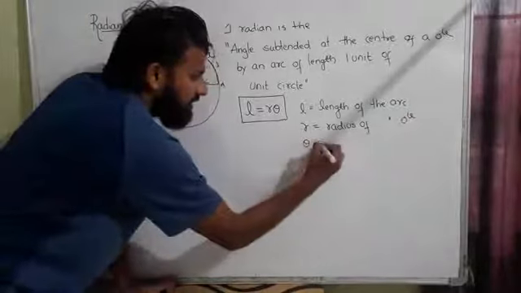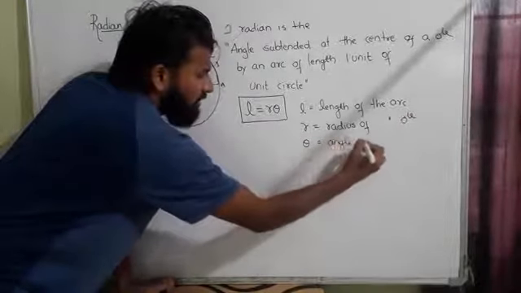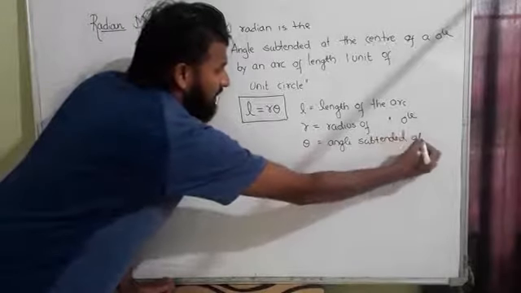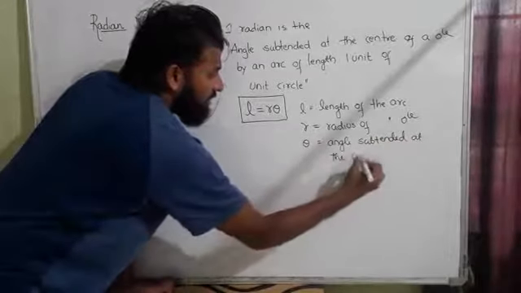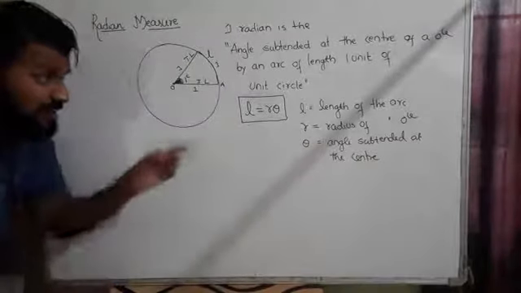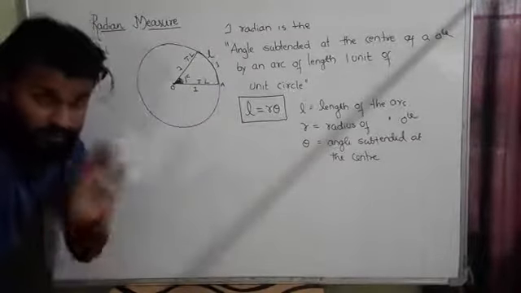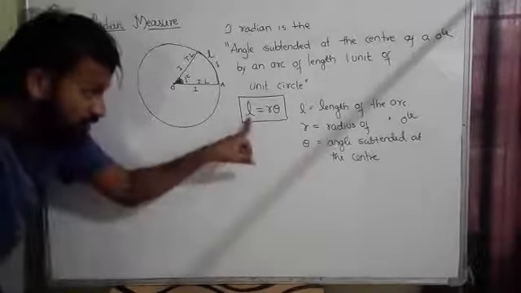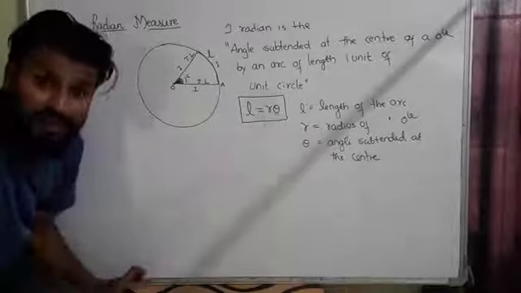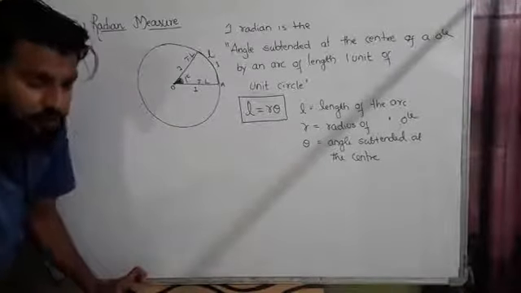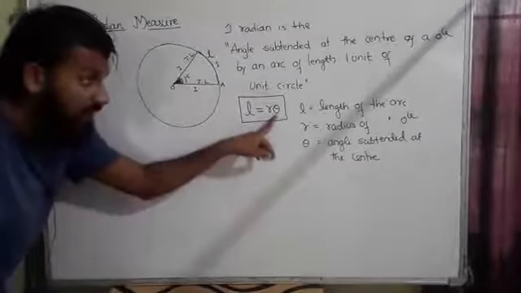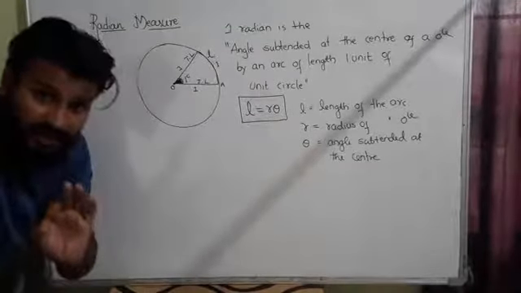And theta is the angle subtended at the center. This is a formula which gives us the relation between the length of the arc, the radius and the angle, where the angle is in radian, not in degree. So whenever you are using this formula, you need to be very careful that the angle should be in radian.